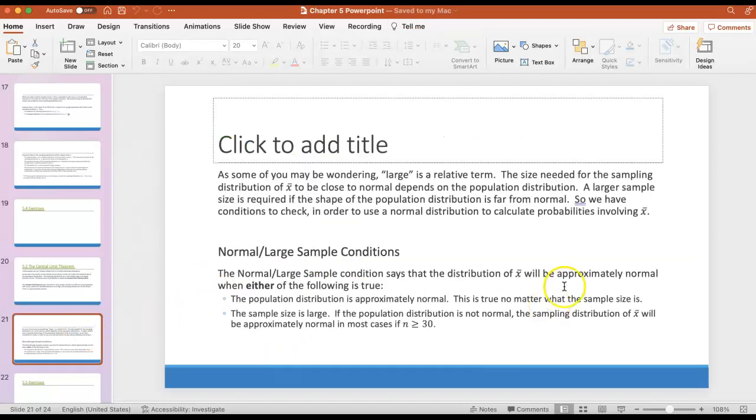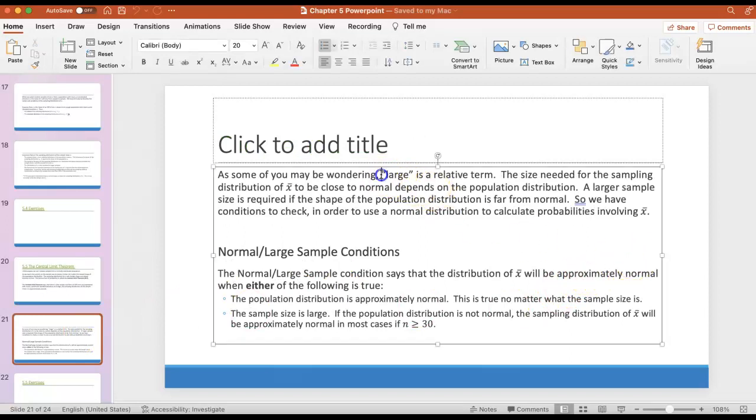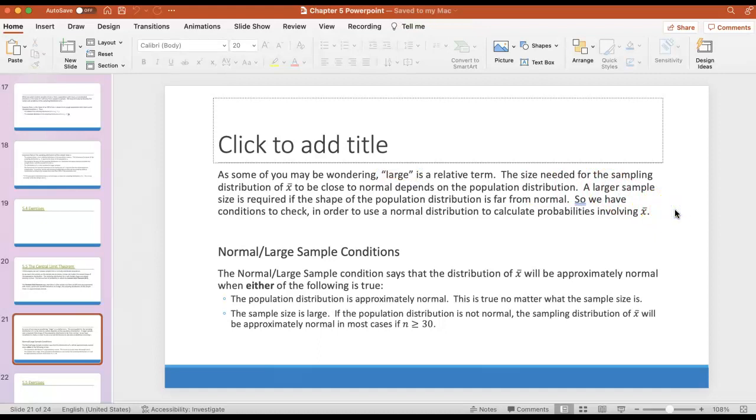So the only other thing that you're probably thinking about right now, well, large is quite relative, and I agree with you 100%. Large is a relative term, and that's on purpose, that's by design. It's difficult to consider every single population distribution under one instance. Okay, it's just not realistic.